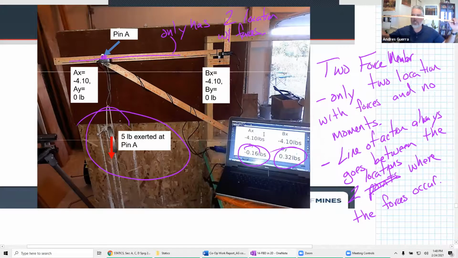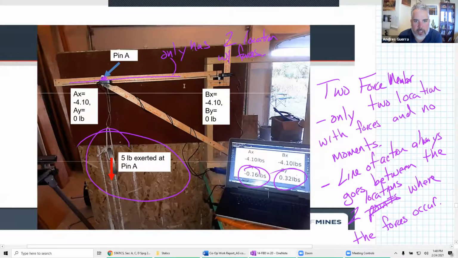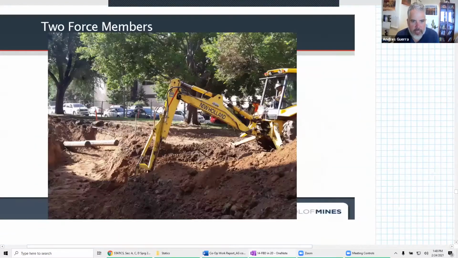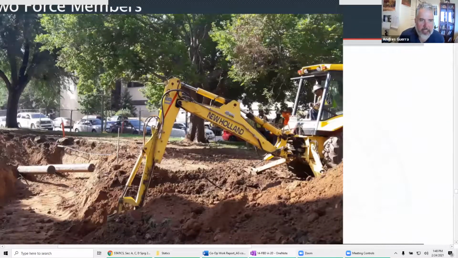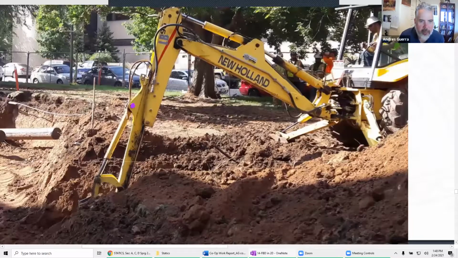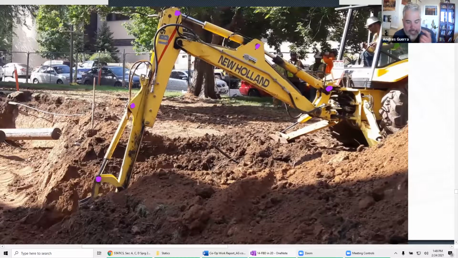Which means that the hydraulic cylinders are not going to do this. This is what happens when we have a moment within our system. So that's why all the hydraulic cylinders only have two locations where forces occur. If we go back up to that picture of the hydraulic cylinders, look at that. This one has a pin connection, a pin and a pin. This one right here, a pin and a pin, only two locations. So every single hydraulic cylinder that you're going to see is a two-force member.